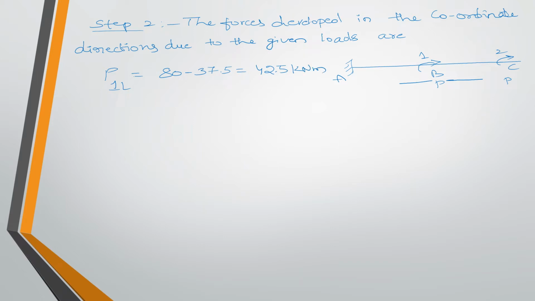Similarly, calculate this P2L. So at C point only we have this C to B portion. So M bar C to B, M bar CB is already calculated that as 37.5 kilonewton meter. So these are the forces developed in the coordinate directions due to these external loads. So this is step 2.